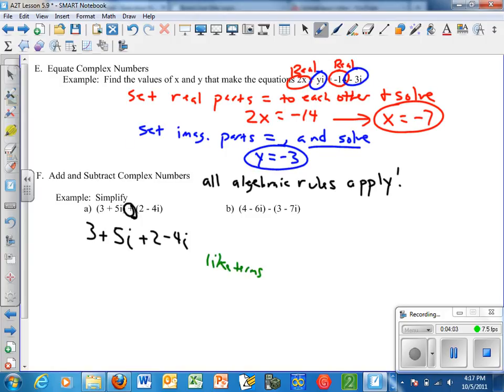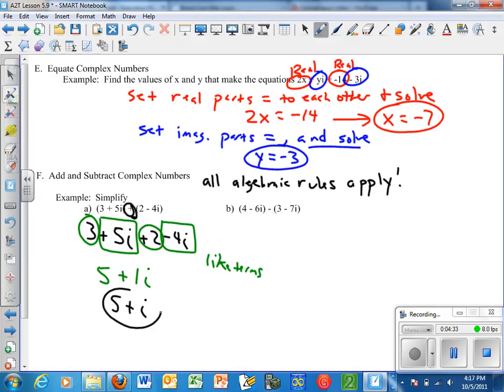Okay, and we want to write them as a complex number, so we want to put our non-imaginary parts first. So 3 plus 2 would be 5, and then I want to combine my i parts, or my imaginary parts, would be plus 1i. So I'm going to write that as just 5 plus i then. Now, i plus 5 is acceptable, but we usually put the non-i term first, the i term second, so that it's a complex number. So that would be 5 plus i.